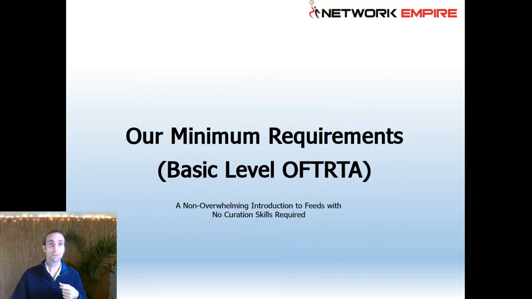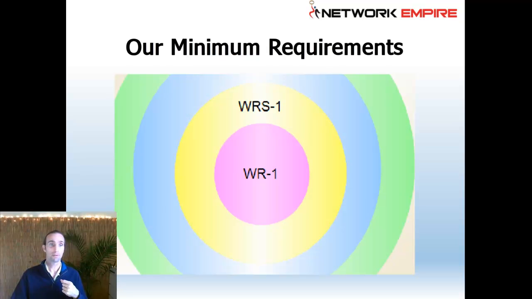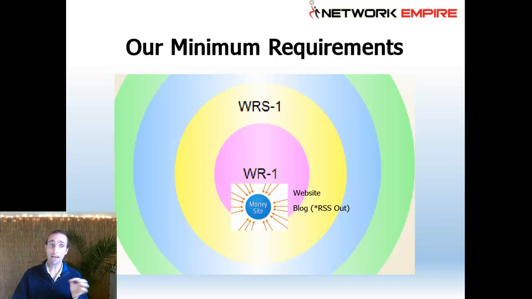Which RSS feeds do they already have? And that's the minimum requirements, basic level. Our basic level minimum requirements include your money site, a website, a blog RSS out, a YouTube account with an RSS out. Don't use the default YouTube RSS. We have a better version of it. We're not pleased with the recent changes on YouTube. There's a new RSS feed which we give you in the course. A basic branded Twitter account. These are all contained within WRS1.